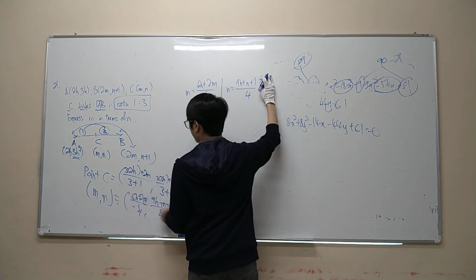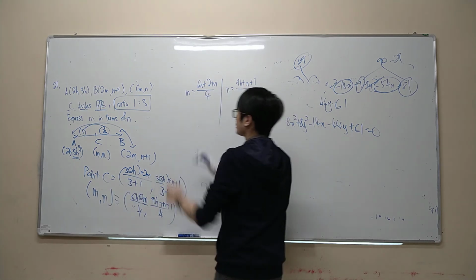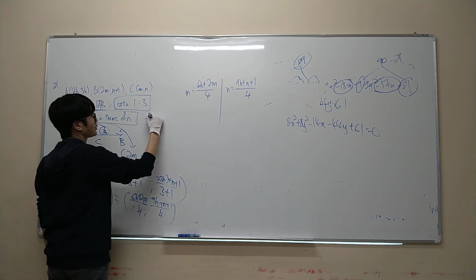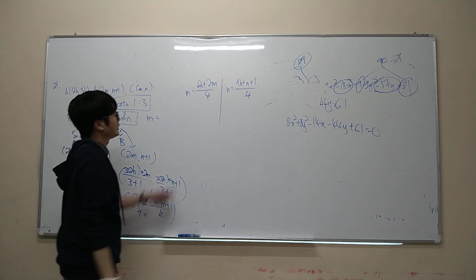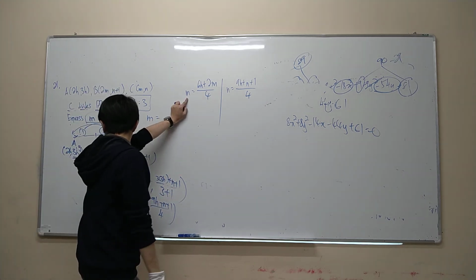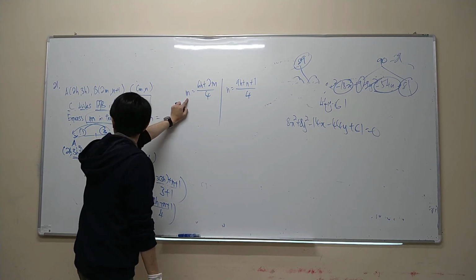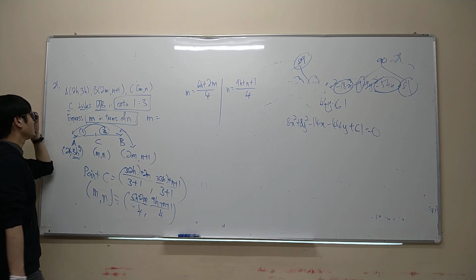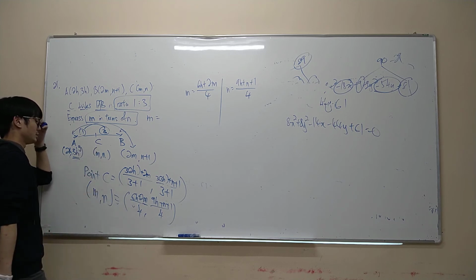So the y coordinate with the y coordinate, and the x coordinate with the x coordinate. But what does the question want? Express n in terms of m. I mean, they want you to find n equals, right? So I know this is n equals already. Right? Okay, wait, is what I did correct? Oh no. Wait a moment.